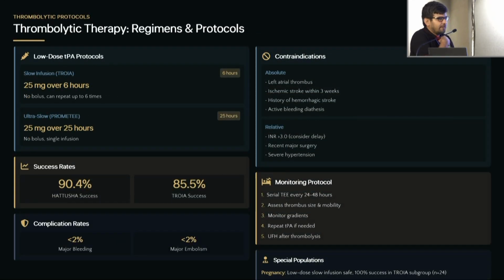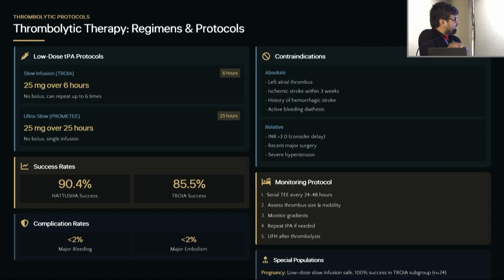So what are the different thrombolysis regimens that are available? The TROY trial says 25 mg over 6 hours. But the PROMETEE trial says 25 mg over 25 hours. When comparing both the TROY and PROMETEE trials, the sensitivity, specificity and outcome were good in the PROMETEE trial, where 25 mg over 25 hours was best.